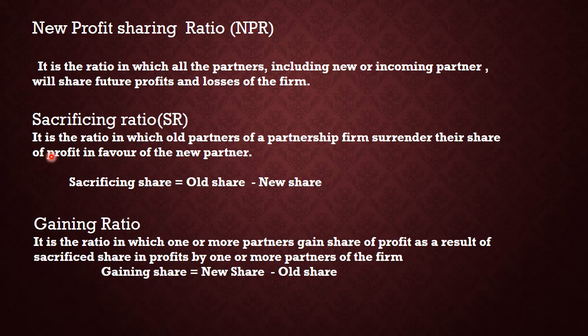To find out the sacrificing share: sacrificing share is equal to old share minus new share. Then the new partner will be gaining, so we have to find out the gaining ratio also. Gaining ratio is the ratio in which one or more partners gain share of profit as a result of sacrificed share in profits by one or more partners of the firm. Gaining share is equal to new share minus old share.